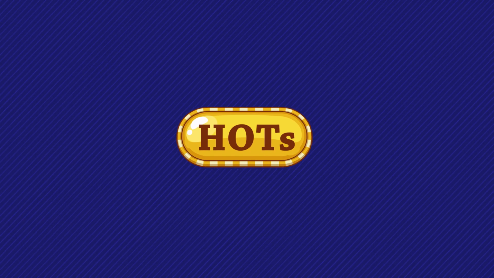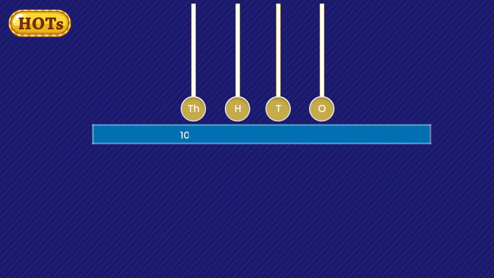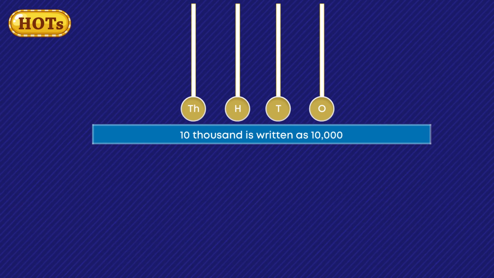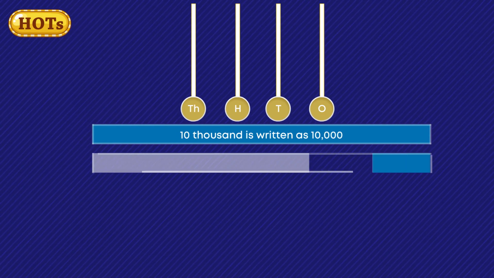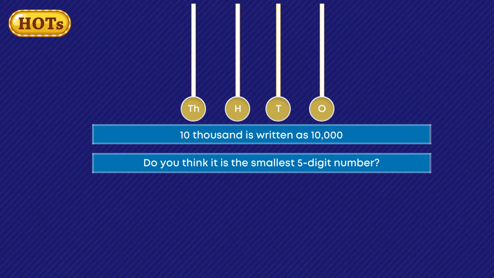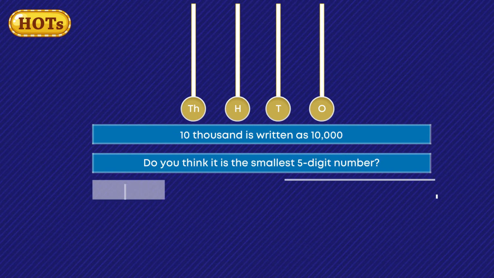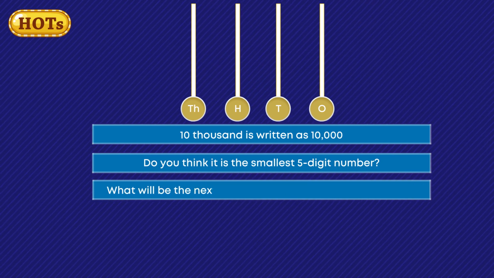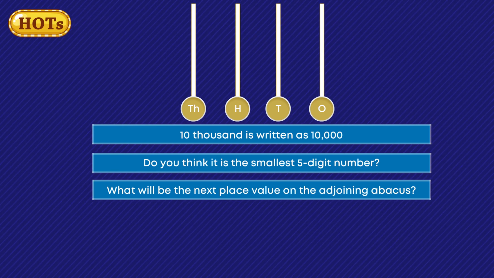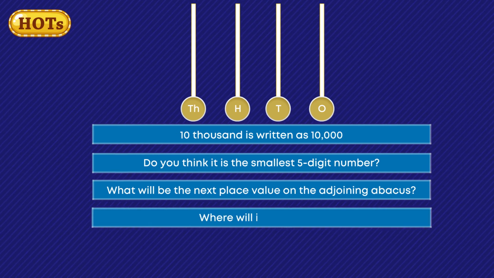HOTS. 10,000 is written as 10,000. Do you think it is the smallest 5-digit number? What will be the next place value on the adjoining abacus? Where will it be placed?